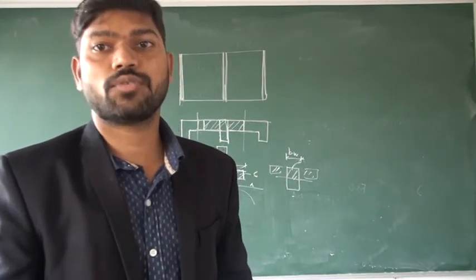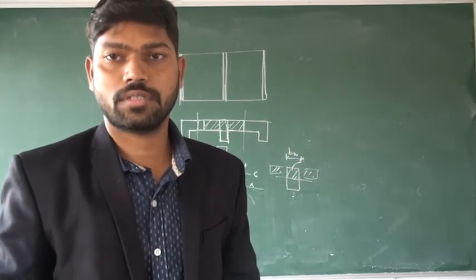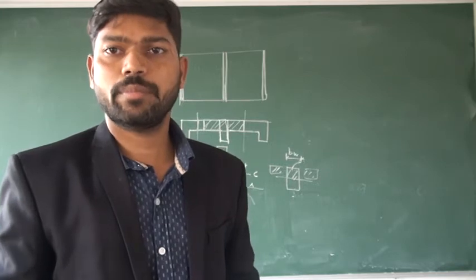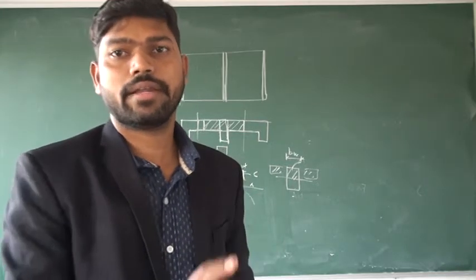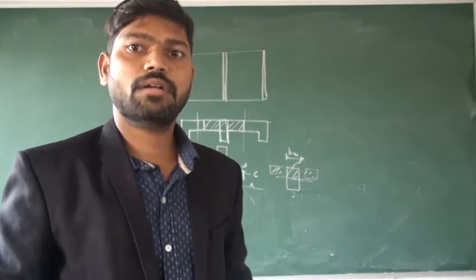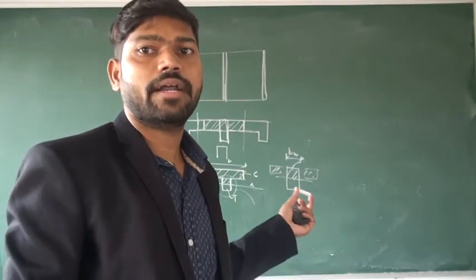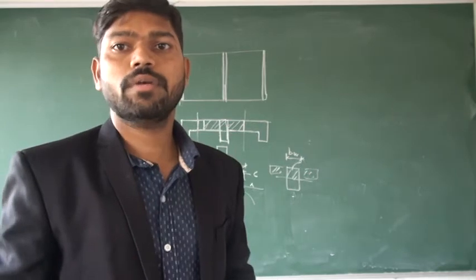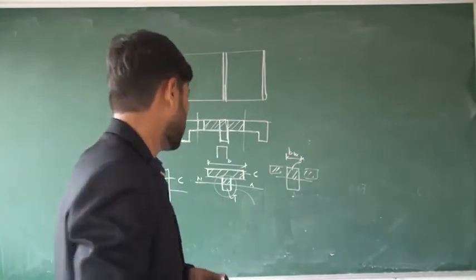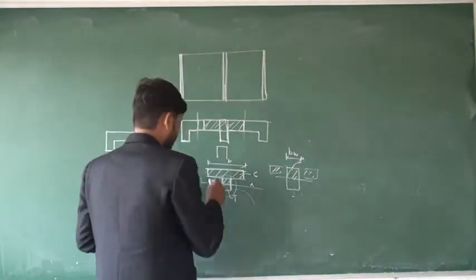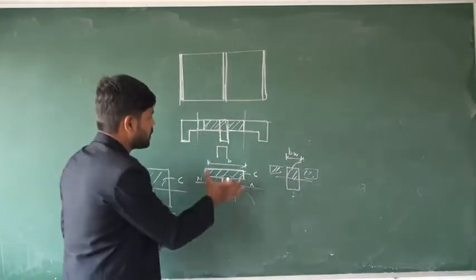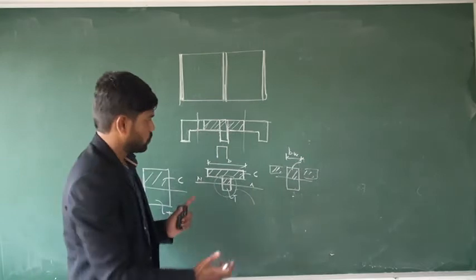to obtain the most effective section. If you are not bothered with the economy, you can go for the rectangular section, no issues. But design with this T and L type consideration will be more effective, more economical. So one more question arises: what will be the width of this beam, means the width of this flange?